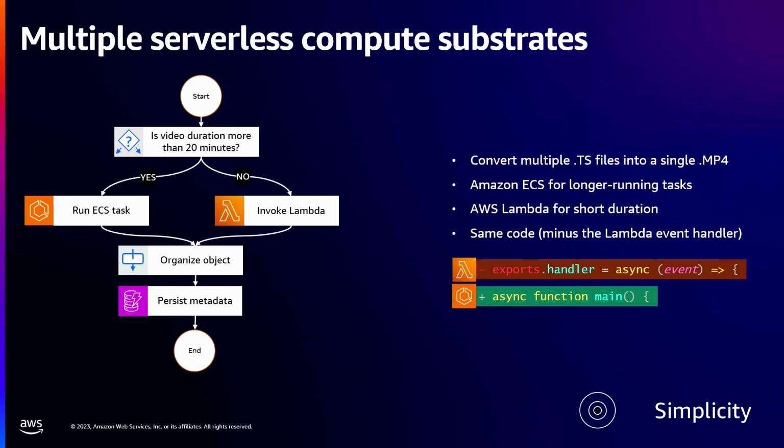Again, I think this is a really interesting pattern. I'm using Step Functions to decide which compute substrate to run my workload on. The interesting thing, again, is that the code here is almost identical in my ECS task and my Lambda function. The only difference, really, is that my Lambda function, of course, needs an exports handler.